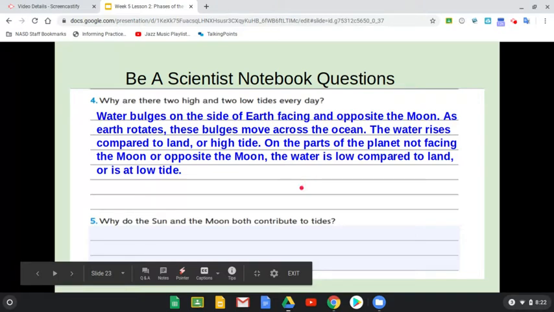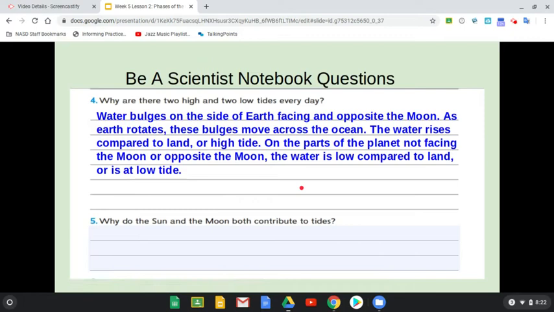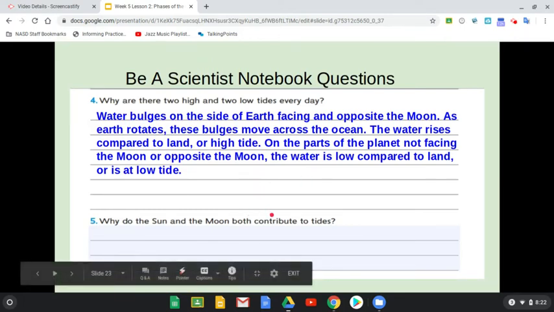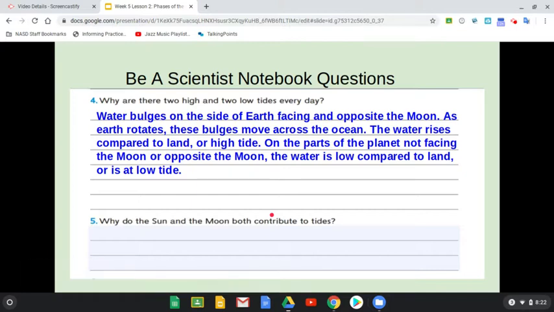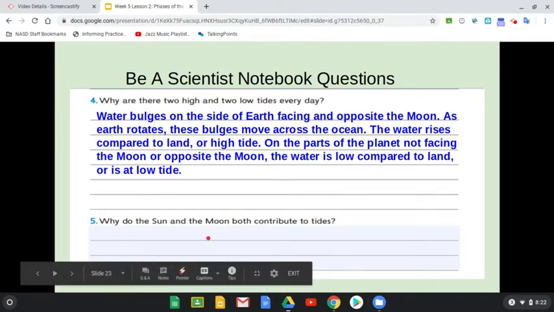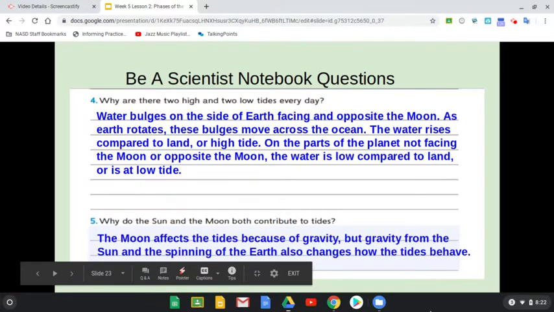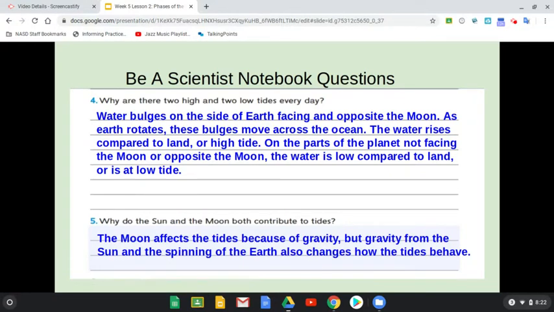And so we also learned about how the sun does have an effect on the tides. But why do the sun and the moon both contribute to tides? Think about it. Well, if you were able to conclude the moon affects the tides because of gravity, but gravity from the sun and the spinning of the Earth also changes how the tides behave.